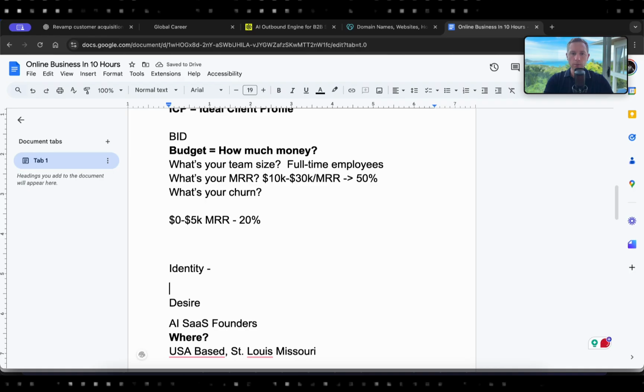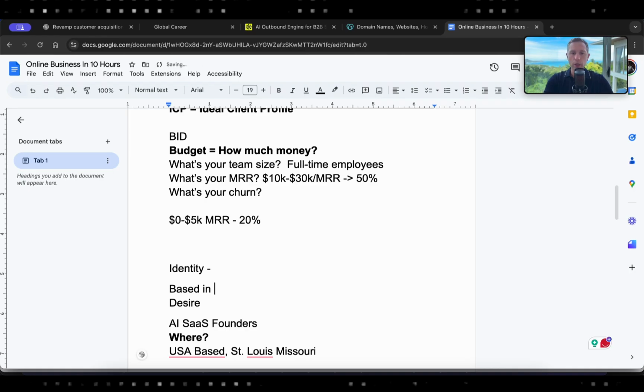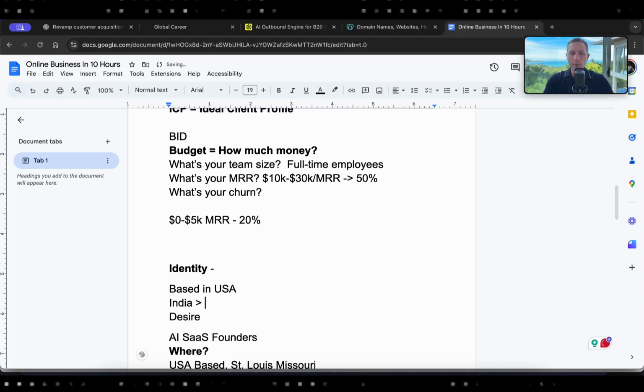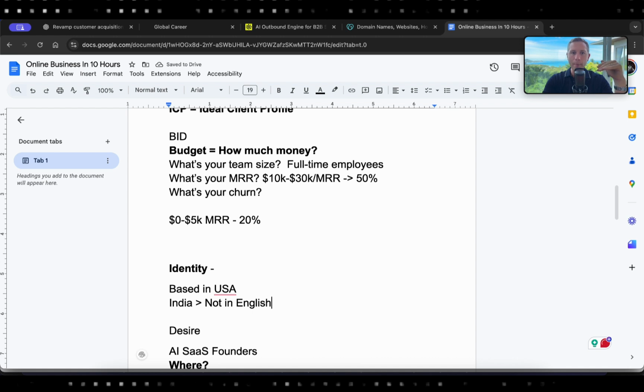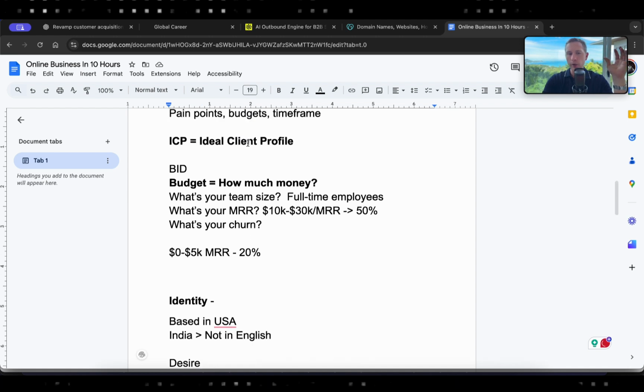So identity is going to be a few other things. It can be based in USA. For example, let's say you get some leads from India. Yeah, they might close. Let's say they put down that they're making this much, but they're just not in your core demographic. Let's say you're using cold calling, email, LinkedIn, whatever in the US in English. Let's say they're India, not in English. That's going to be a hard identity for your primary ideal client profile, your ICP.